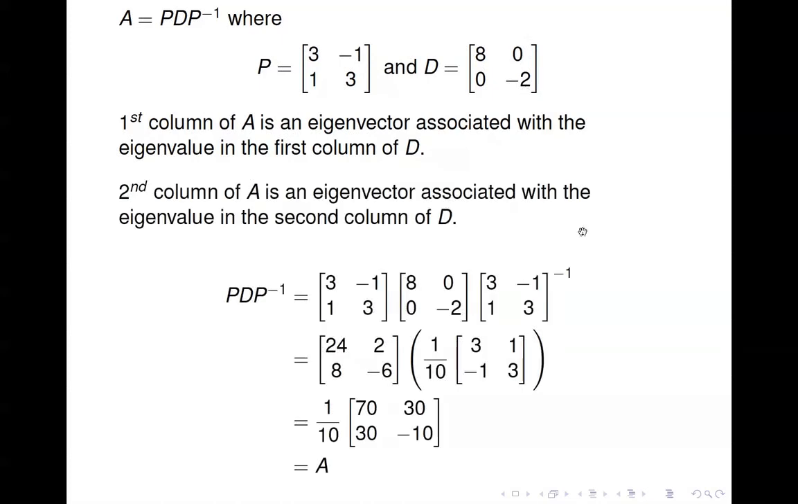And then if we want to check our work, we multiply PDP inverse, and we end up with A. Go through that computation, and you end up with A. So PDP inverse is equal to A.